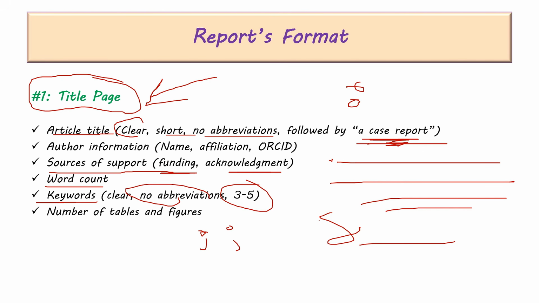Most of the journals ask for 3 to 5 keywords, and these keywords should be related to your topic of interest. For example, if you are talking about visual field in glaucoma, you will use, for example, visual field, glaucoma, ocular hypertension. These are keywords to use, and these keywords will help your articles to be discovered easily by researchers after publication. And add also the number of tables and figures in your case report. This is the first page, the title page, and it should include all these items.